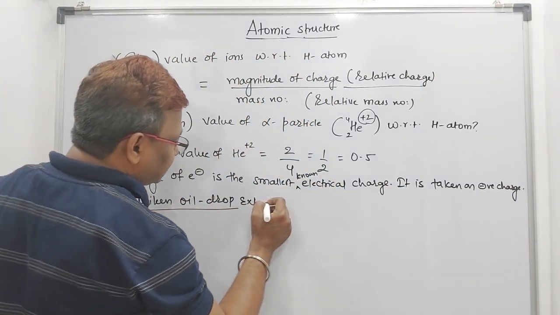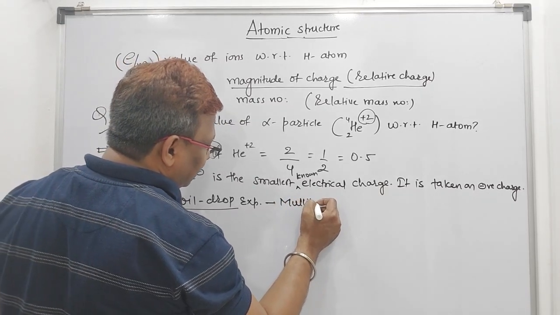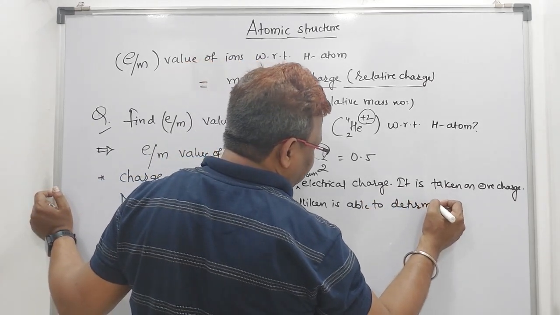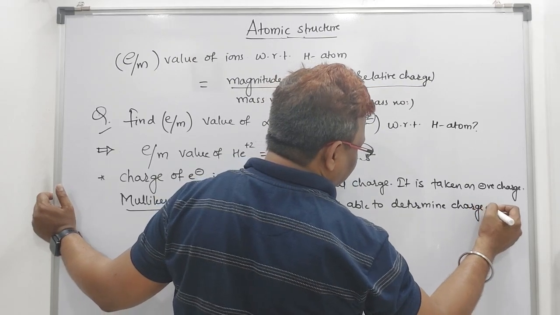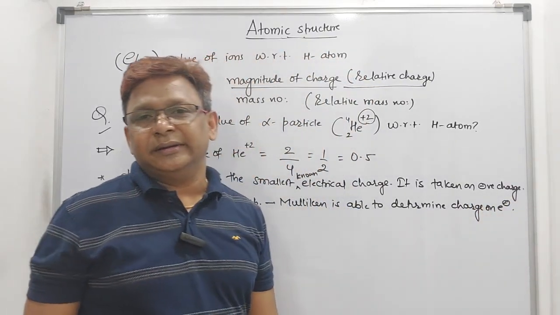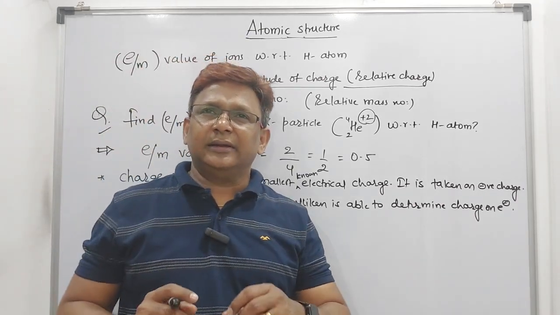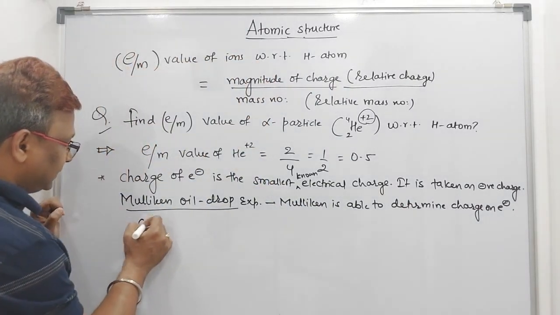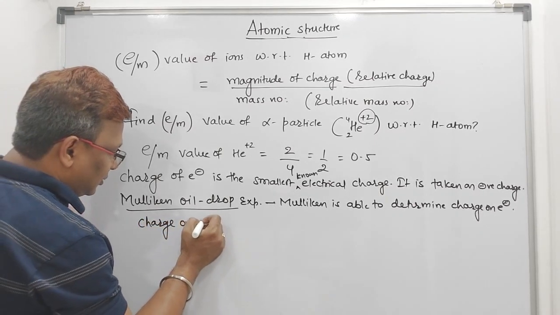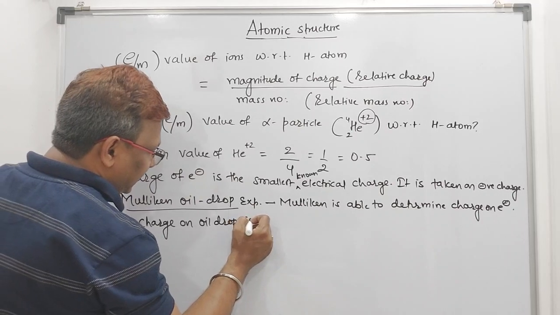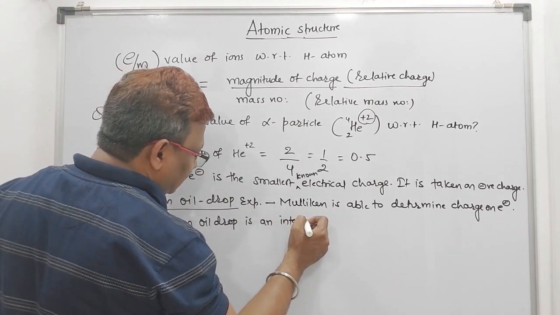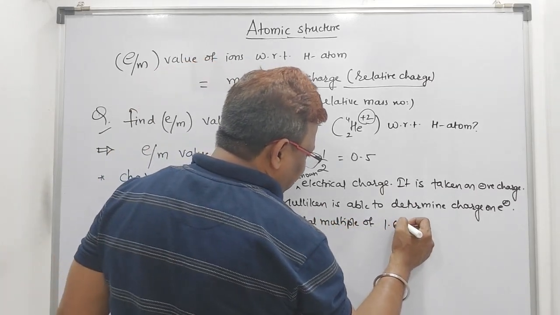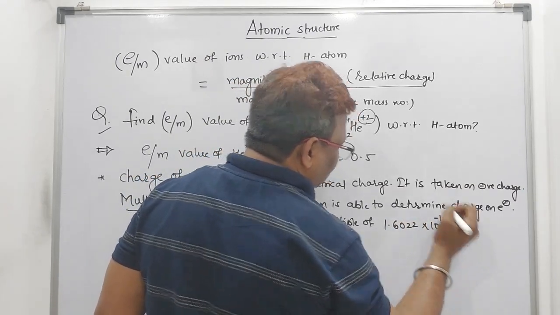So with the Millikan oil drop experiment, Millikan was able to determine the charge on the electron. He found that the charge on each oil drop was always an integral multiple of 1.6022 × 10^-19 coulomb.